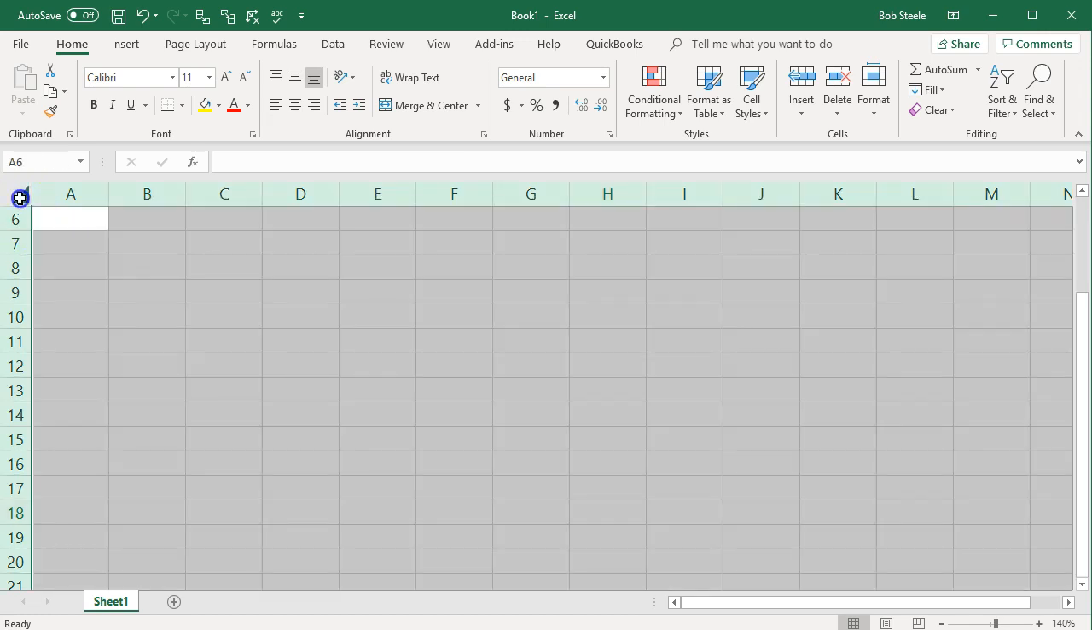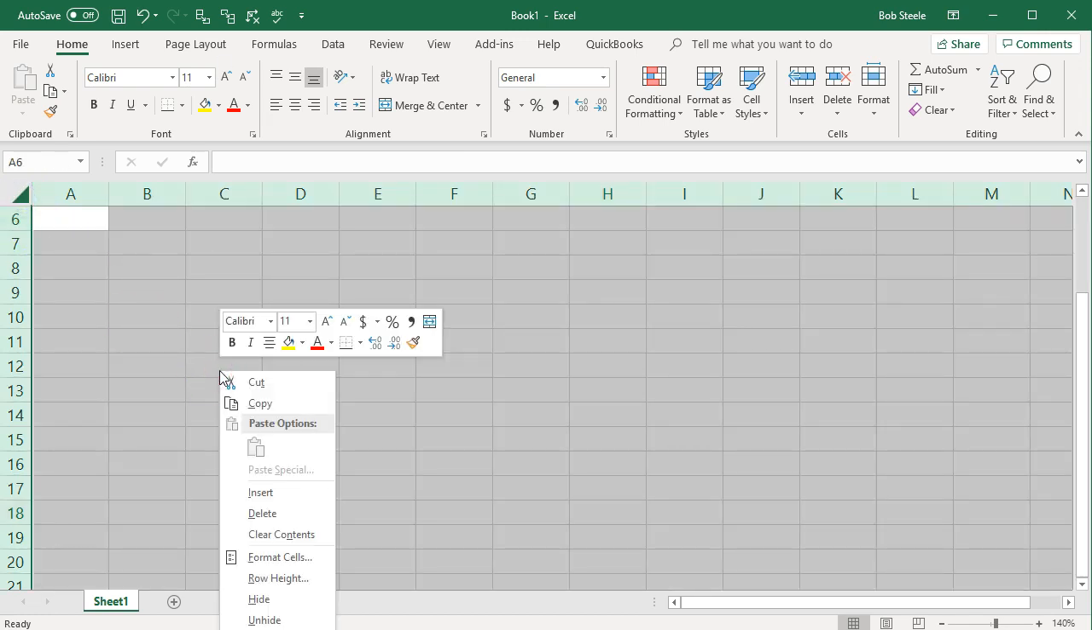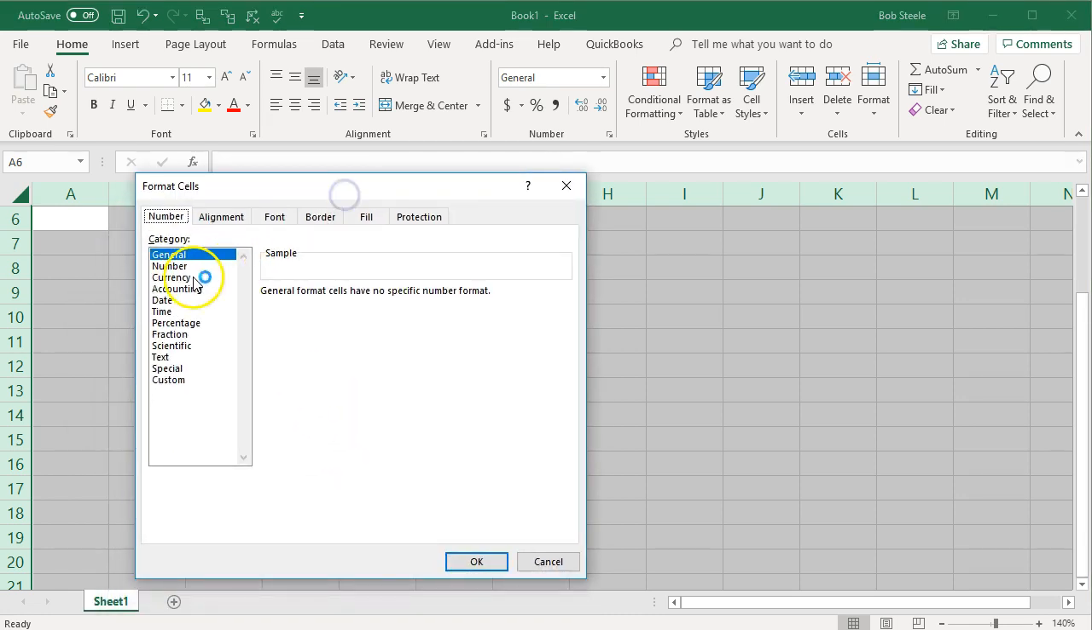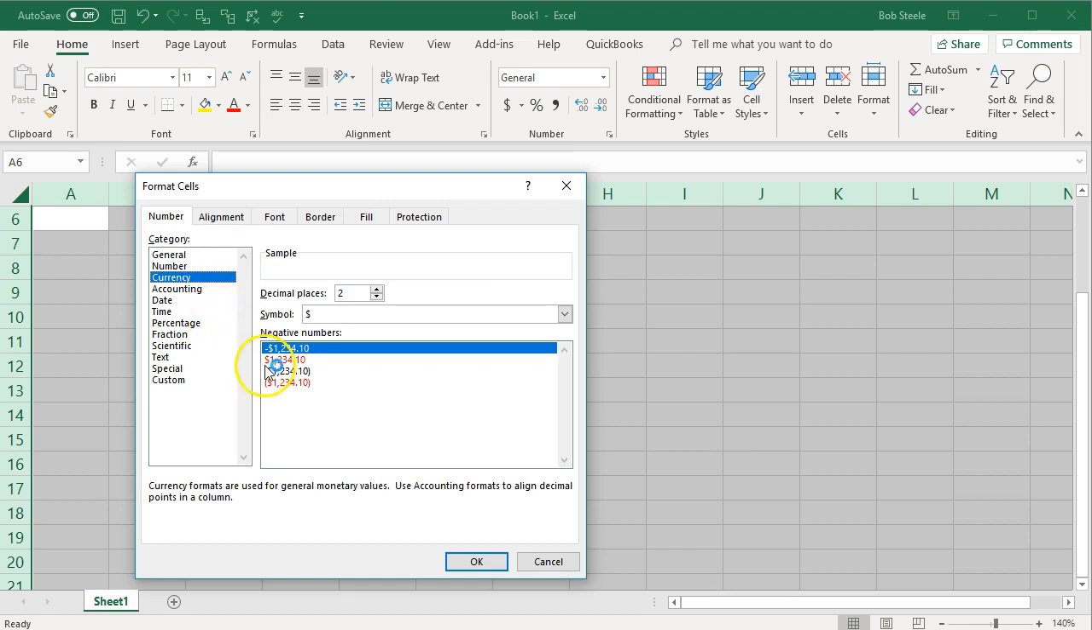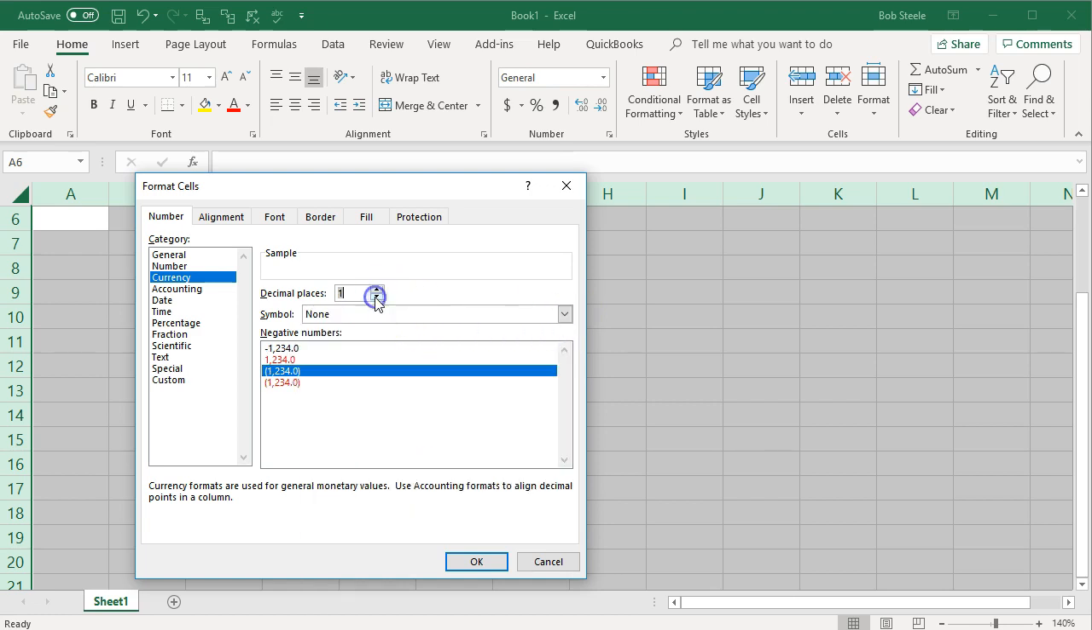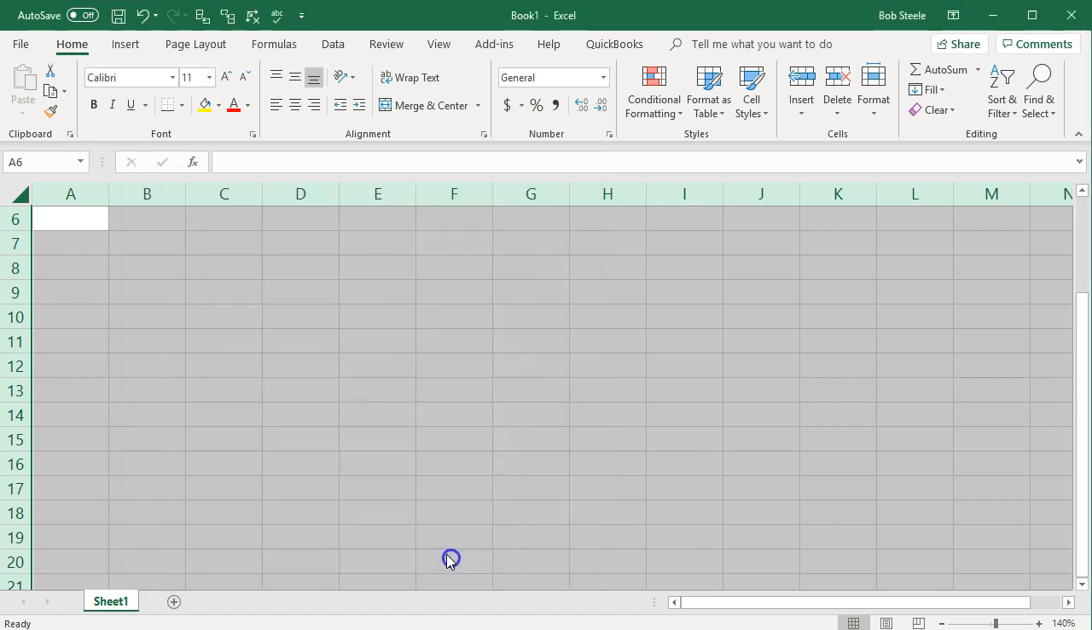I'm going to highlight the entire worksheet and put a formatting for that entire worksheet by going to the Format Cells. And then we're going to make this currency, or this is what I usually default to, put brackets around it. We're going to remove the dollar sign, and I'm going to remove the decimals as the default, add them when necessary. And then say OK.